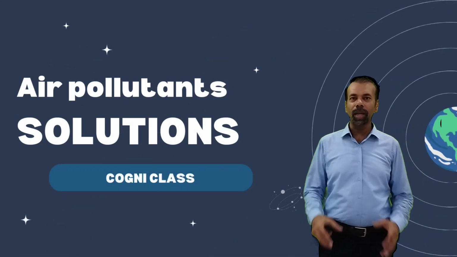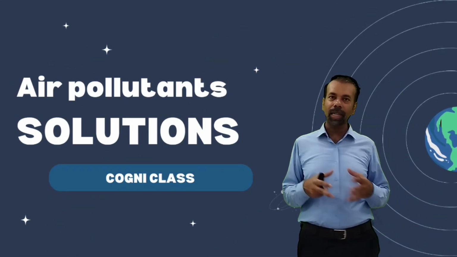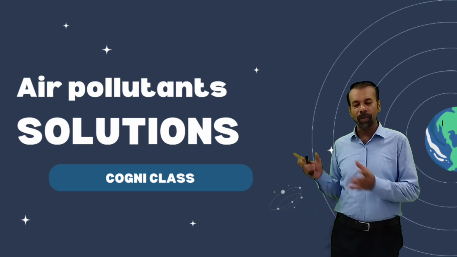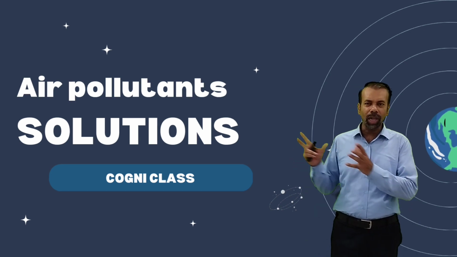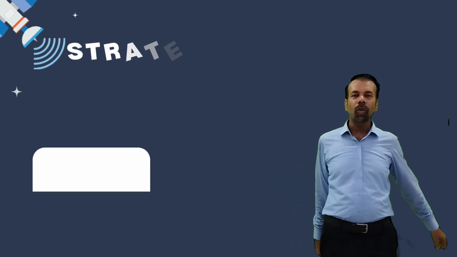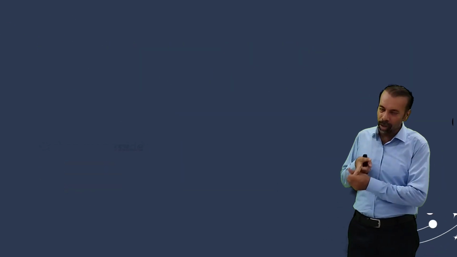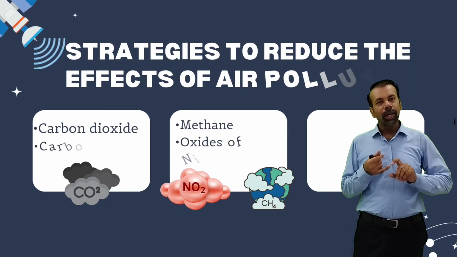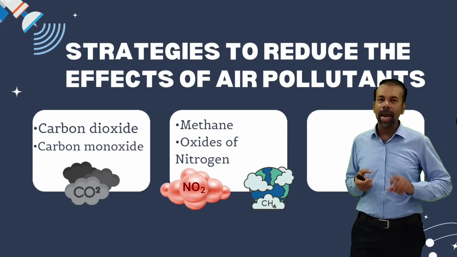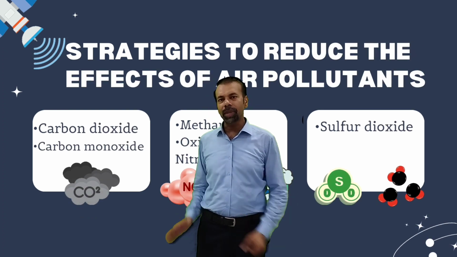In this video, you will learn about different strategies to reduce the effect of air pollutants. First, have a look at the air pollutants which we discussed in our previous video. What were those pollutants? Number one, carbon dioxide. Number two, carbon monoxide, methane, oxides of nitrogen, and oxides of sulfur. We have discussed all these in our previous video. Today, we will discuss how to minimize the effect of these pollutants.